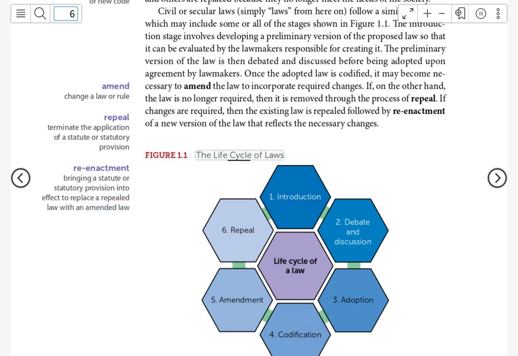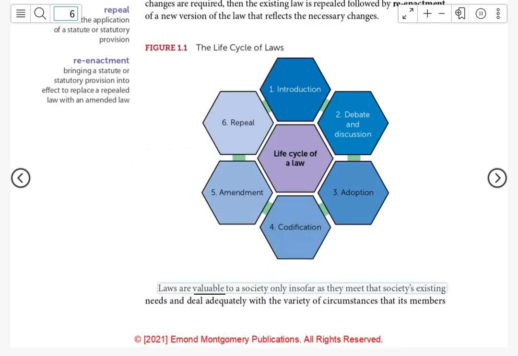Figure 1.1. The life cycle of laws. Life cycle of a law. 1. Introduction. 2. Debate and discussion. 3. Adoption. 4. Codification. 5. Amendment. 6. Repeal. Laws are valuable to a society only insofar as they meet that society's existing needs and deal adequately with the variety of circumstances that its members face.